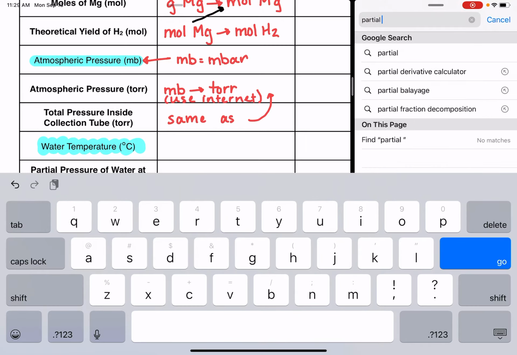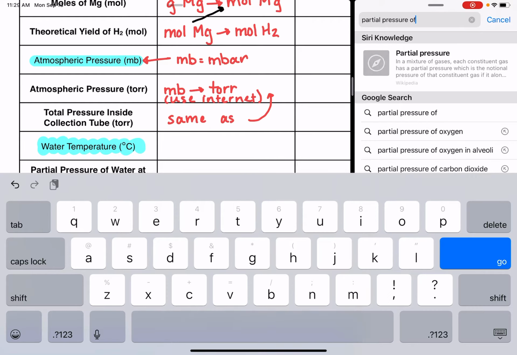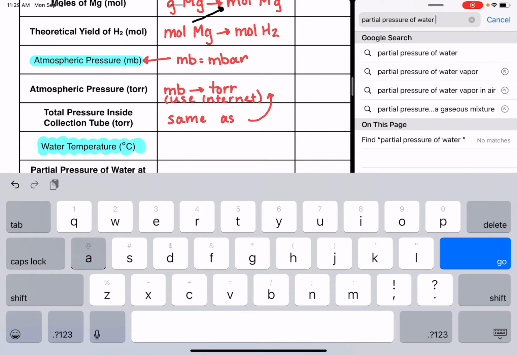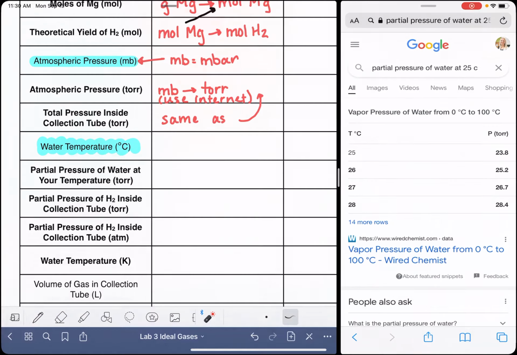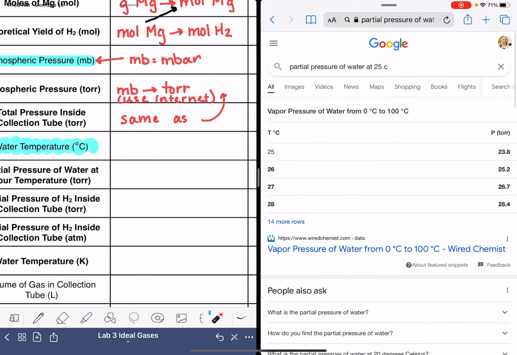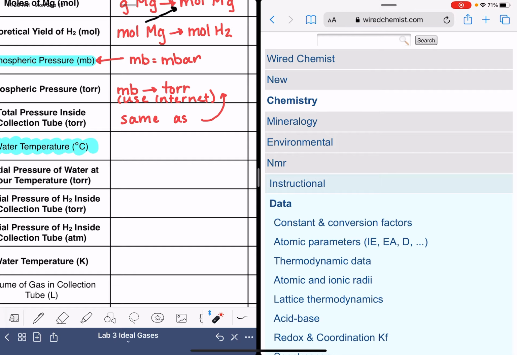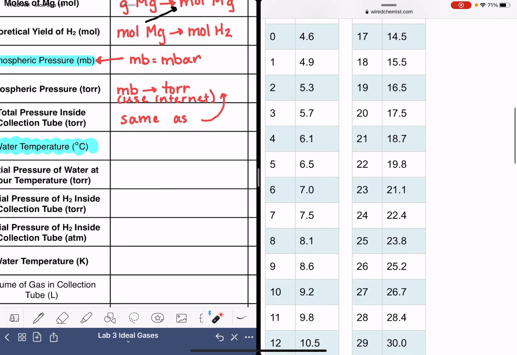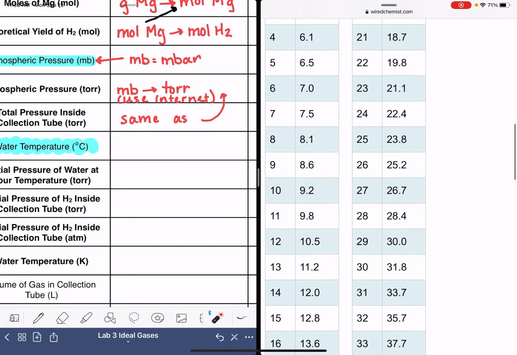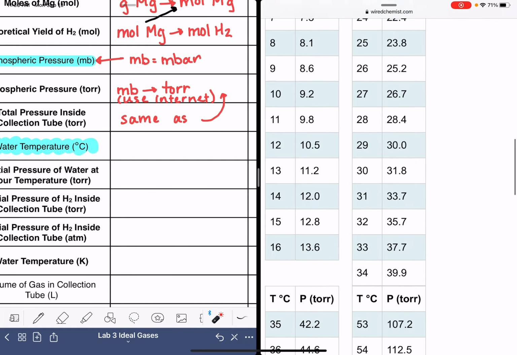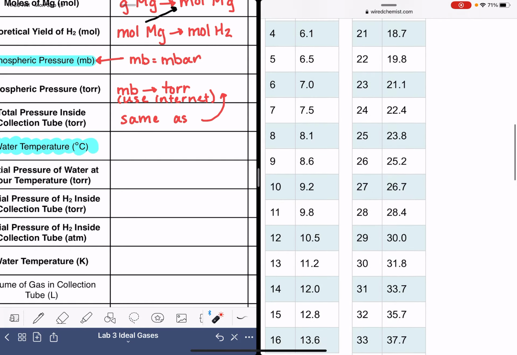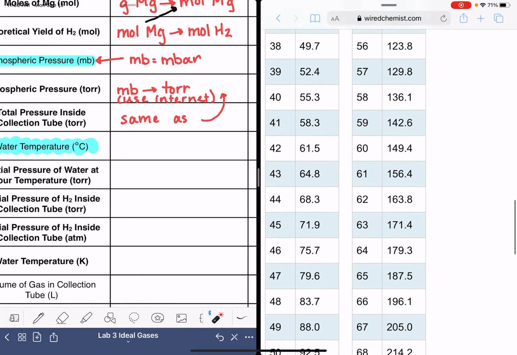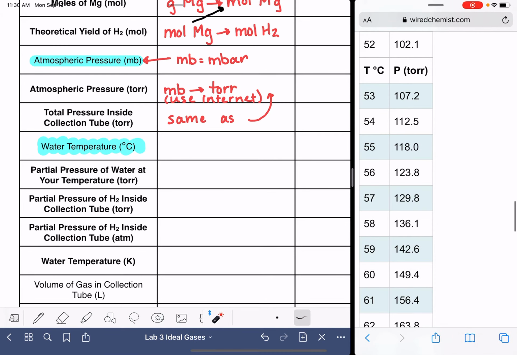So we're just going to go partial pressure of water at whatever your temperature might be. Maybe it's 25 Celsius. That's one that's showing up there. And this is going to give us a data table. As you can see, it's a data table that's got a variety of temperatures on it. So you'll be able to find your temperature in units of Celsius and then correlate that to the partial pressure of water, which is in units of torr. Whatever your temperature might be, this particular table, wiredchemist.com, has a lot of data points on it. So that one would be really useful.